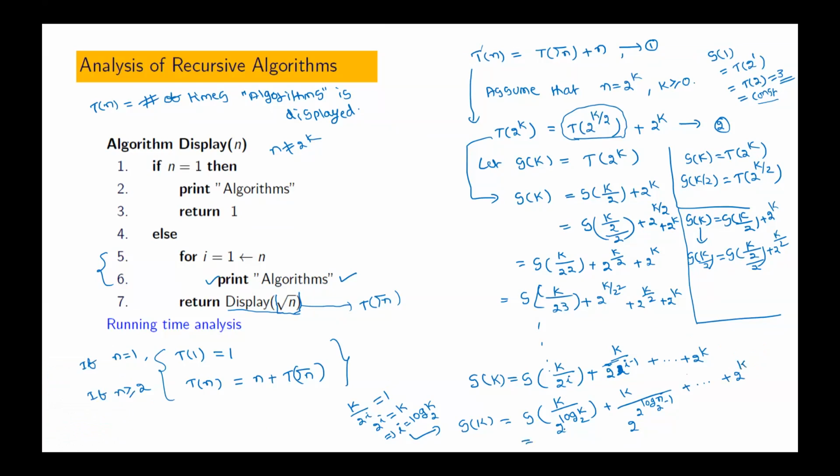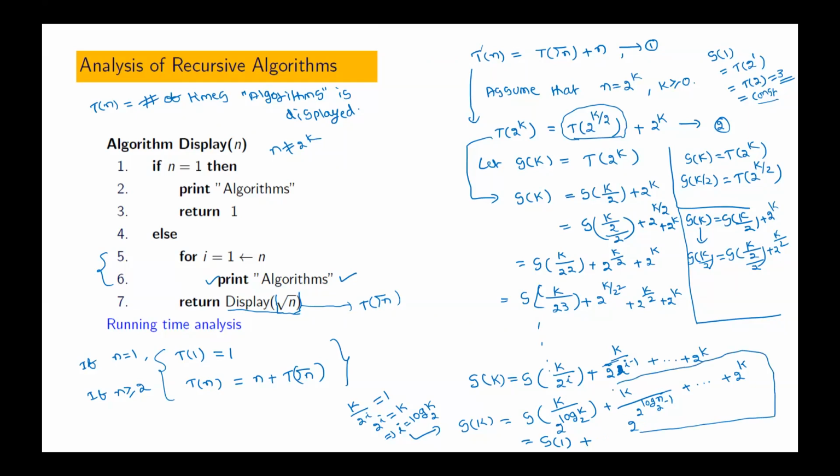K and 2, if we interchange, then K comes here. K power log 2 base 2. Log 2 base 2 is 1. K power 1, K gets cancelled. This finally we can write as S of 1. Is that okay? Is it clear here? Yes, sir. Okay. S of 1 plus this entire thing.